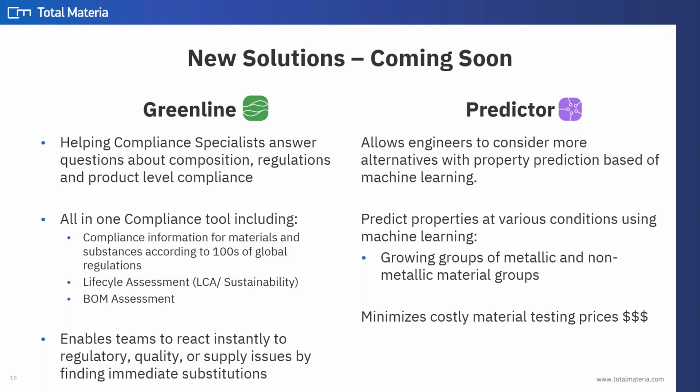And finally, something that's very interesting, and as you know, machine learning has become such a big topic around the world. We've actually created a product called Predictor, and essentially it allows engineers to predict properties based on machine learning. So if they need different alternatives, or if simply the property does not exist in current standards or in this heat treatment, you could use Predictor to quickly predict different properties at various conditions.